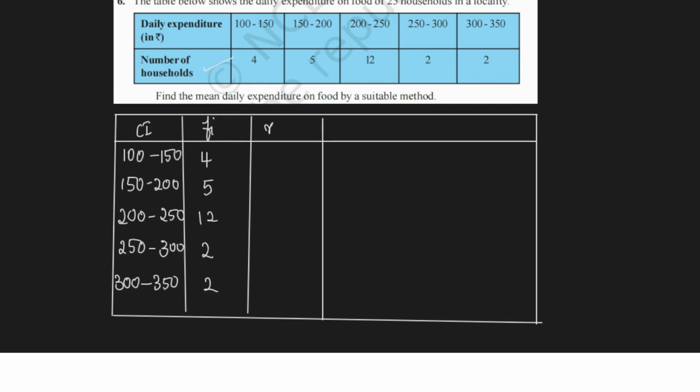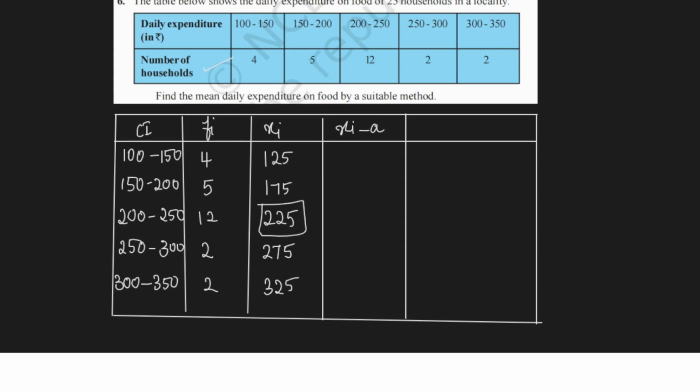Next comes the xi, which are the midpoints, the mid values of the class intervals. So for 100 to 150 it is 125, 175 here, and this can be found out by just adding the lower bound and the upper bound and dividing it by 2. So for this it will be 225, for this it is 275, and here it is 325. The next column is for xi minus a. Here a can be chosen as 225 because it is the mid value of all these xi's. Now we have to subtract this 225 from each of these xi.